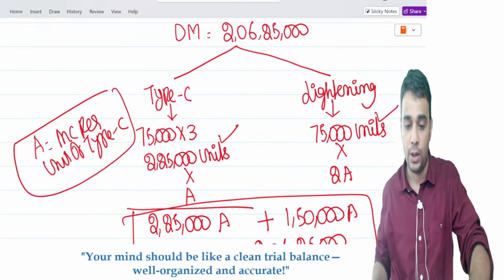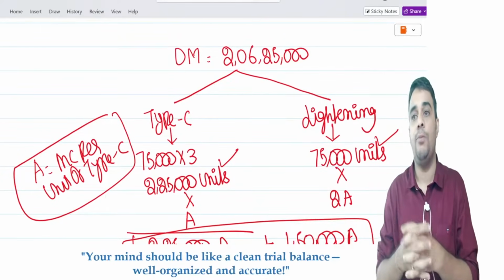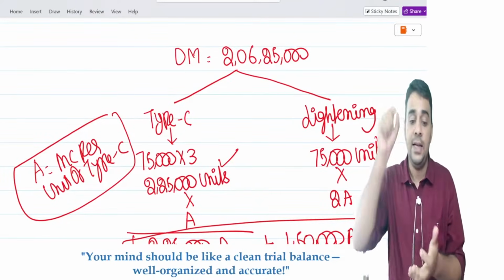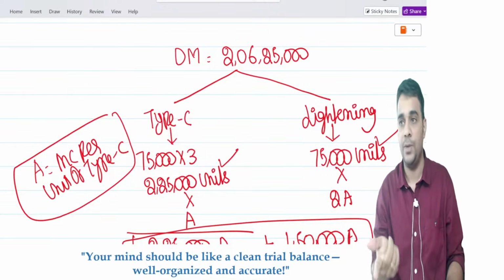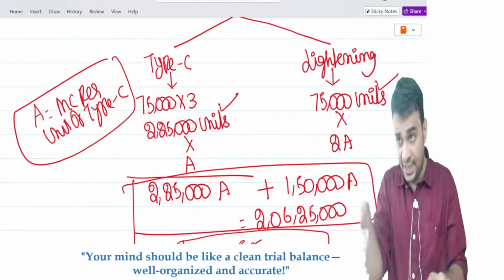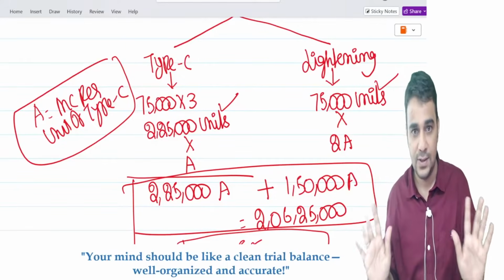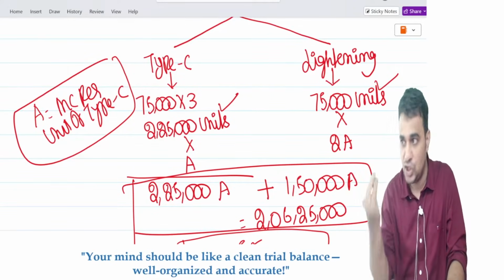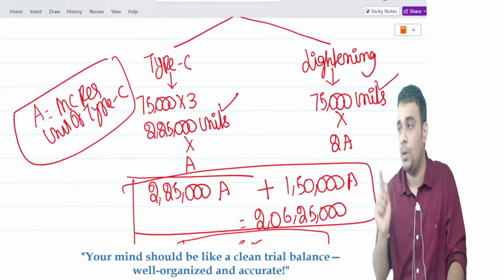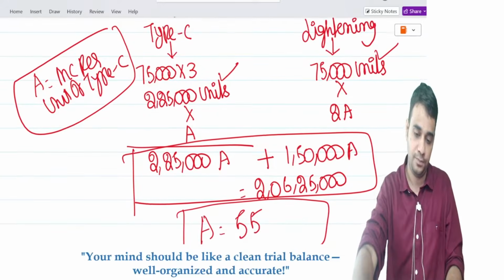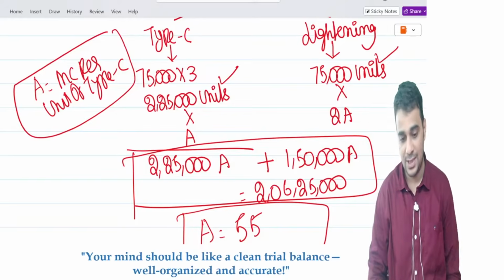I'm repeating one more time. 2 crore 6 lakh 25,000 broken down as type C and lightning. The material cost per unit of type C is taken as A, and lightning is double. Or you can say lightning is A and this will be half of A. Whichever way you do, the final answer is going to remain the same. So I've assumed this is A, that is 2A, got the answer A as 55, which means lightning cost is 55 doubled, 110. Any doubts in this? Write this now. If you have understood, you can write without looking at the screen also, but start writing it.